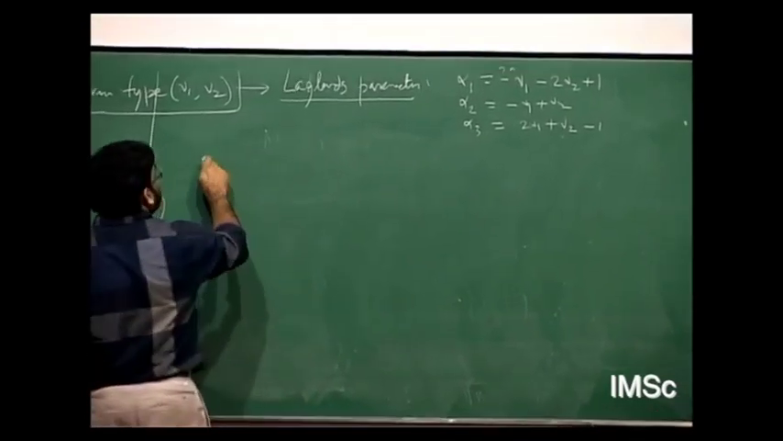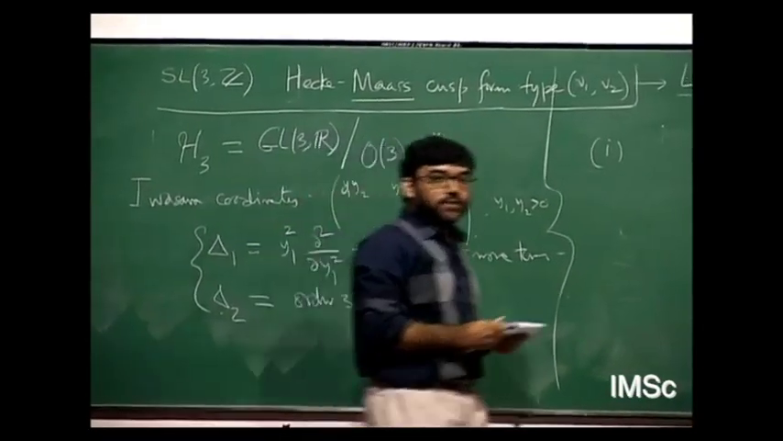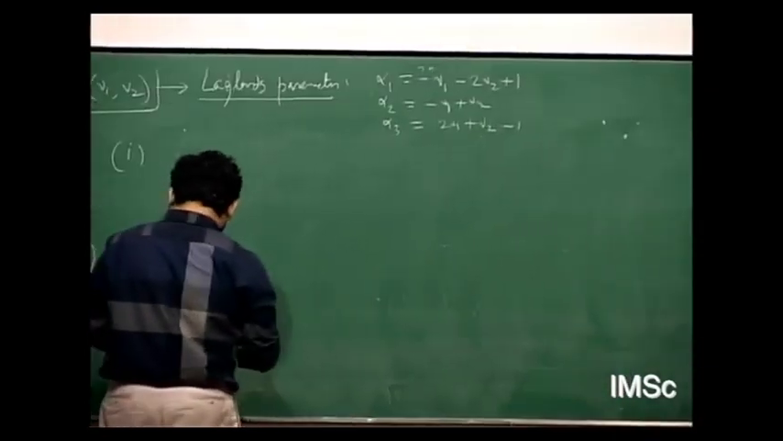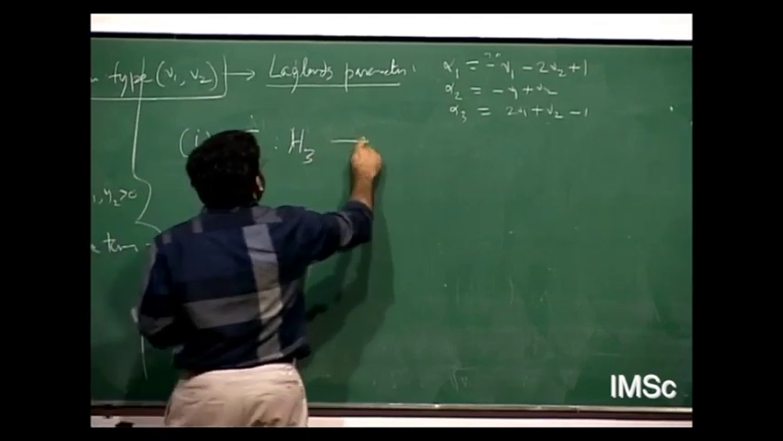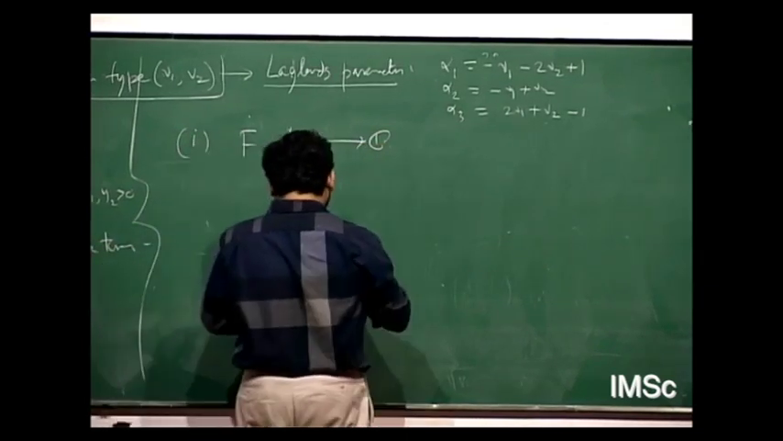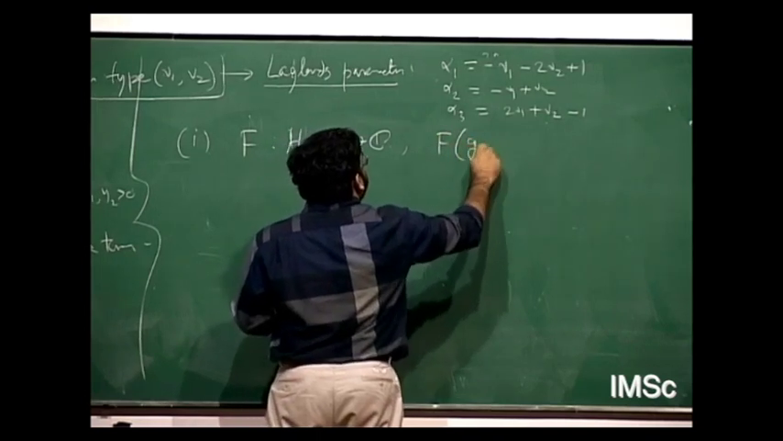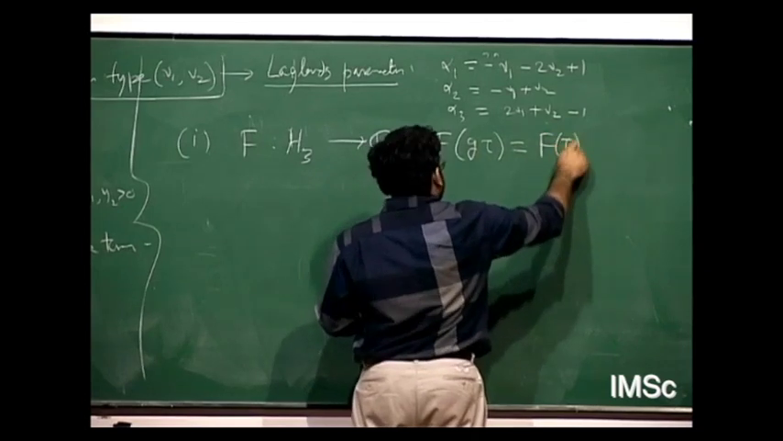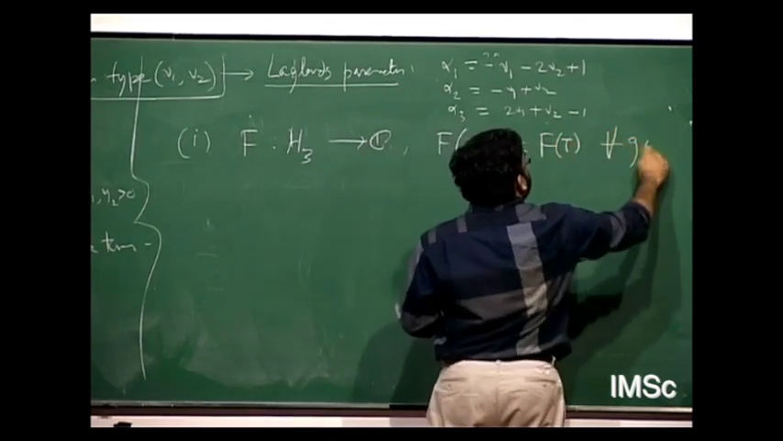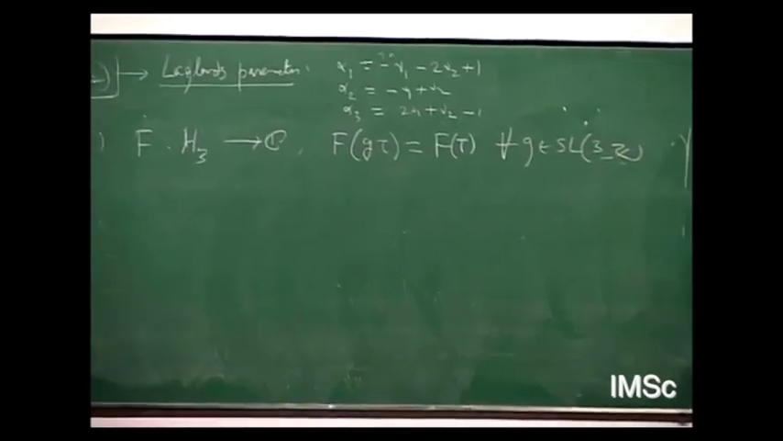Now we start to define first what we mean by a Maass form, then what is a Hecke-Maass form. We're looking for functions on this space, complex valued, which are smooth, and which satisfy the automorphy relation that f of g tau equals f of tau for all g in SL3Z. So it's invariant under the action of SL3Z.